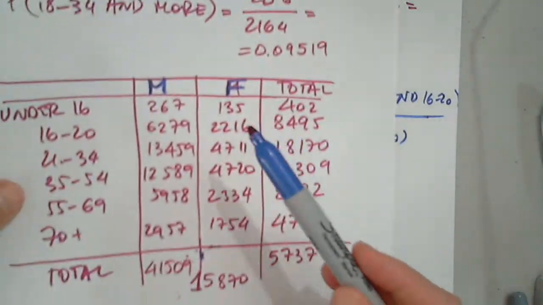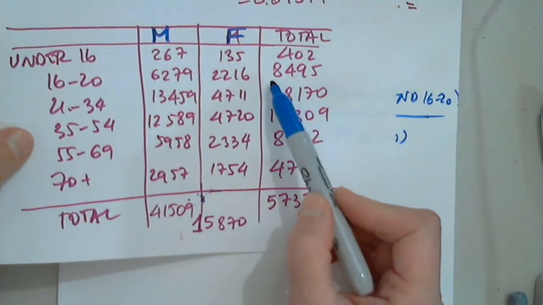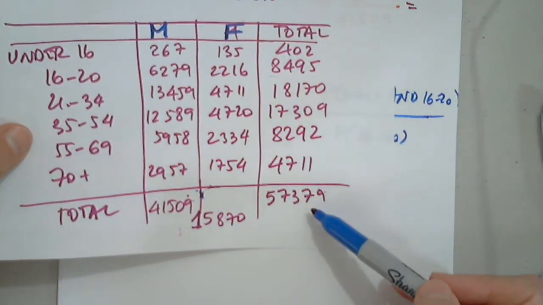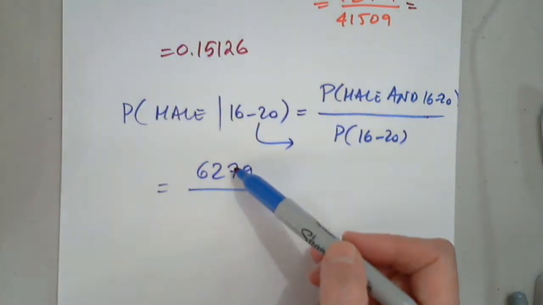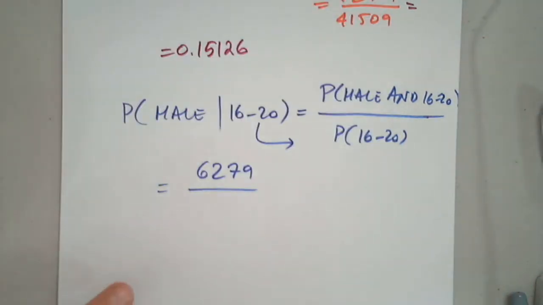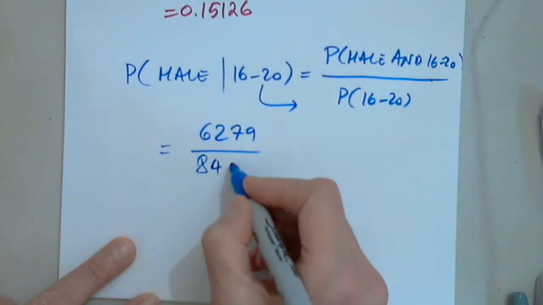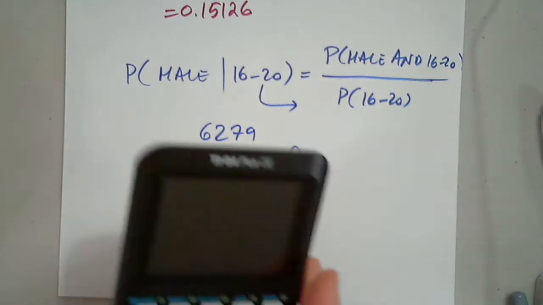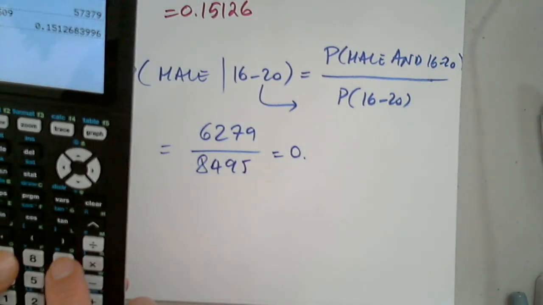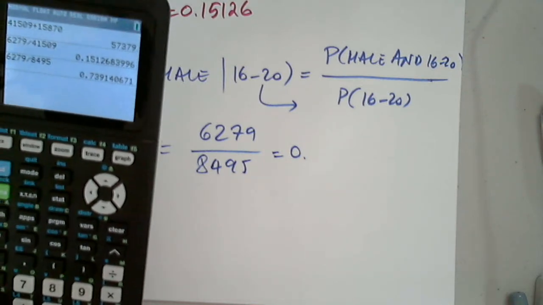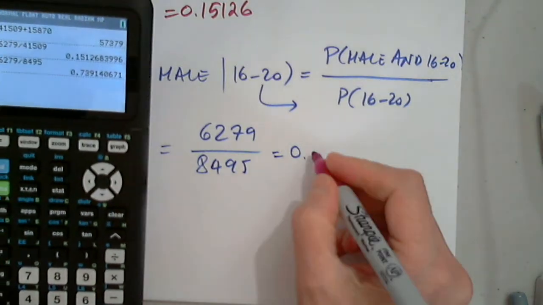So 16 through 20 is this, over the total, of course. But I'm not going to copy the total because I didn't copy it here. So 8495. And if you have this for me, I'll copy it. If not, I will determine it. 6279 over 8495. I got 7391.